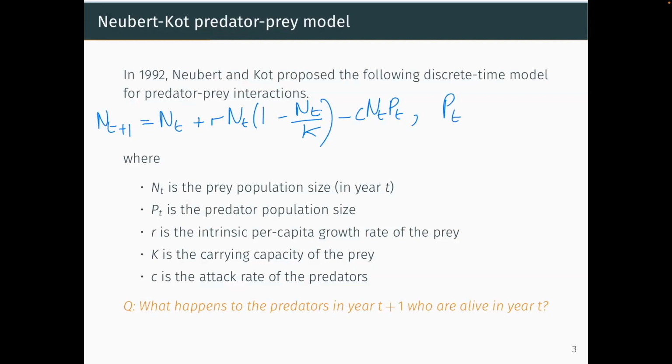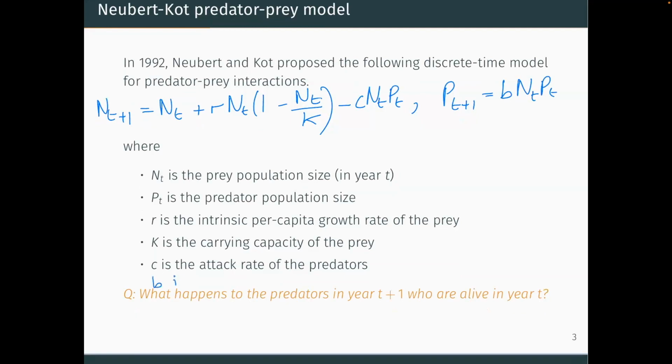And then our predator population, P_{t+1}, is just equal to b, where I realize I haven't actually written down what b is down here, N_t P_t. So b is reproduction or births for our predators. And it is based on consuming resources, consuming prey. Okay, so that's the basic structure of this model.